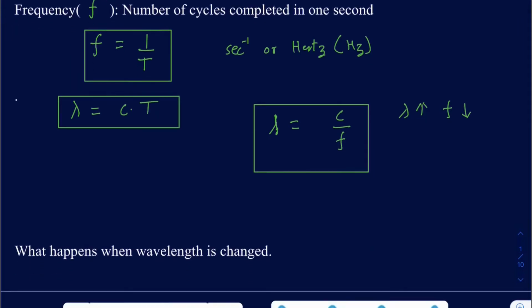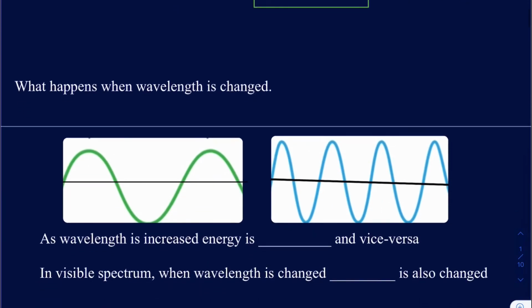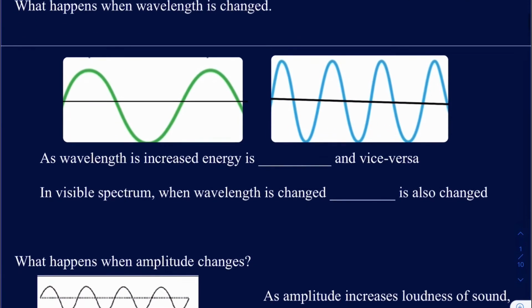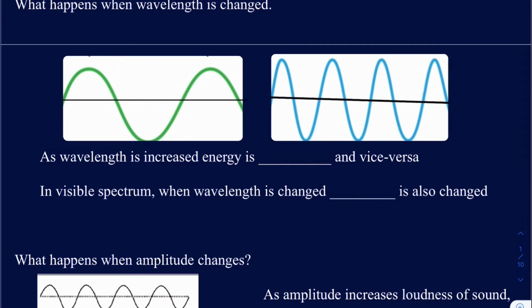Okay, now let's talk about what happens when the wavelength is actually changed. Let's look at these two waves, the green wave and the blue wave. Know the difference between those two waves. In the green wave, you can see the wavelength is longer, and let's call that 1 here. In the blue wave, the wavelength is shorter. So I can say the wavelength lambda 1 is bigger or longer than wavelength 2.